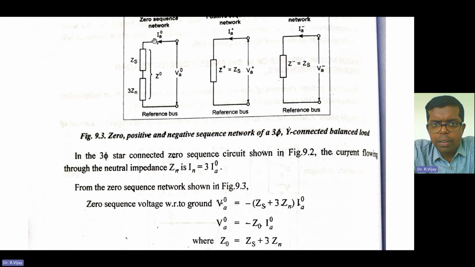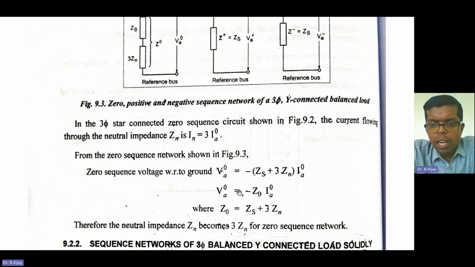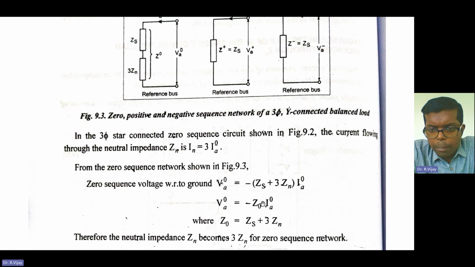This is flowing like this. So minus of (ZS plus 3 Zn), because the current is flowing in this direction. So minus of (ZS plus 3 Zn) into IA0. Next, VA0 is equal to Z0 minus Z0 into IA0.